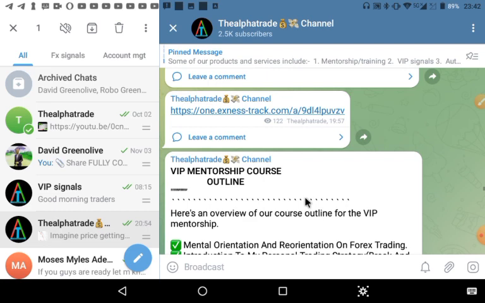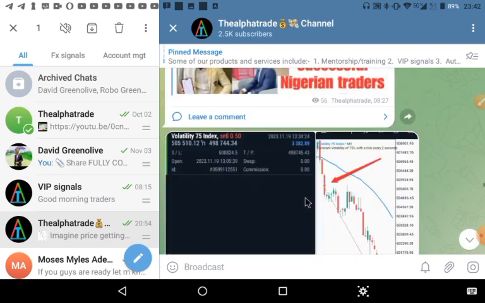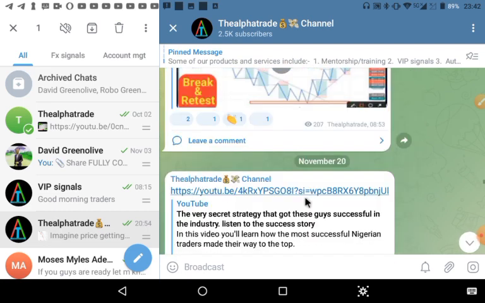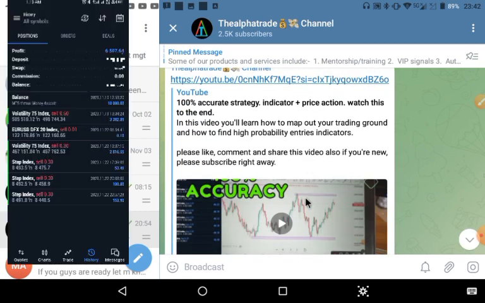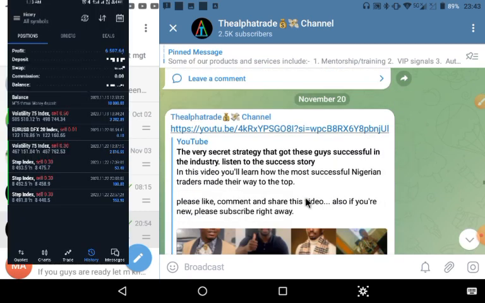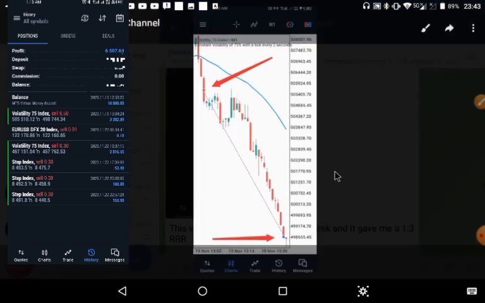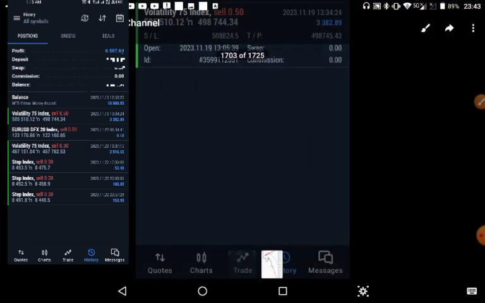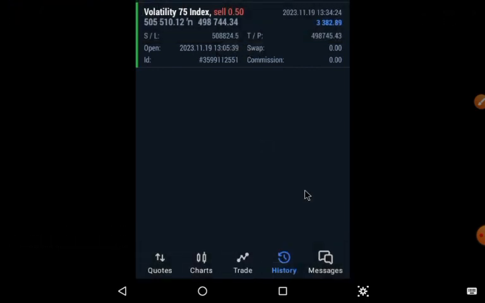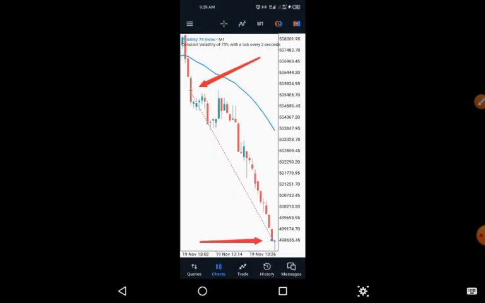Here is what the Telegram channel looks like. This is where I drop most of the videos. I drop most chart setups, and I also give follow-up updates on their performance. This is one of such trades that I called up, and we took it. I made about 3,000 bucks from it. You can see it, very clean sheet, right?